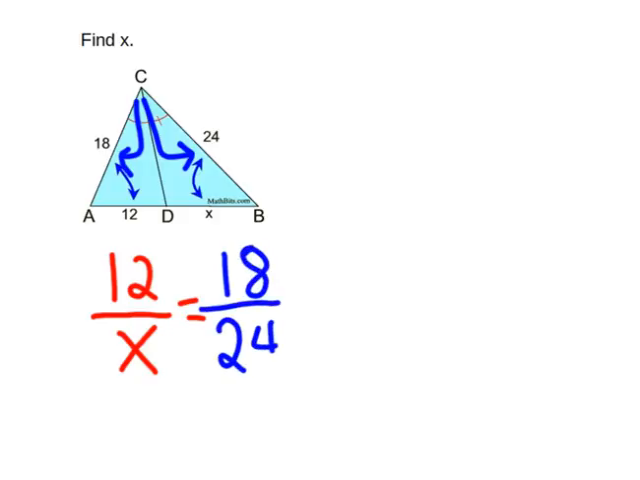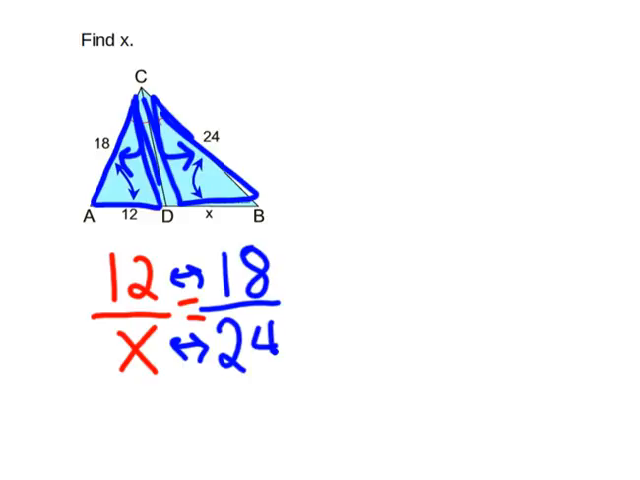And this is the relationship I want us to be able to see as well here: this x and this 24 both come from this triangle here, and this 12 and this 18 both come from this second triangle here. So we've got to keep the same triangles on top, same triangles on the bottom. Okay, so now we've got 12 over x is equal to 18 over 24.